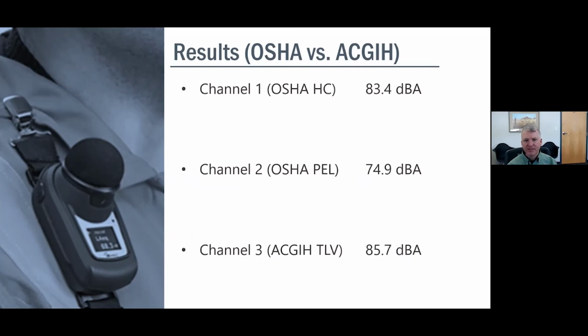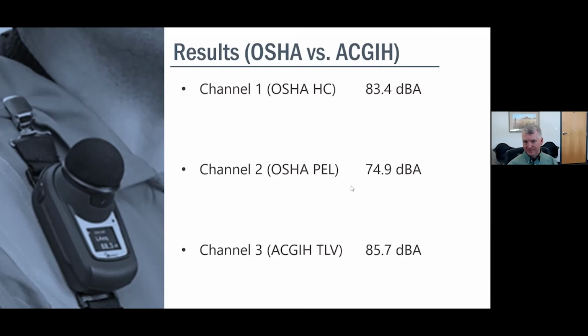It's the same noise going into this microphone, but you get an 83.4 dBA number, L average. The OSHA PAL, because it's not getting that 80 decibels and up, it's only getting 90 and up, is way lower. And then ACGIH, where everything's the same as here, except it's got a 3 dB exchange rate. So it's 85.7 compared to 83.4.